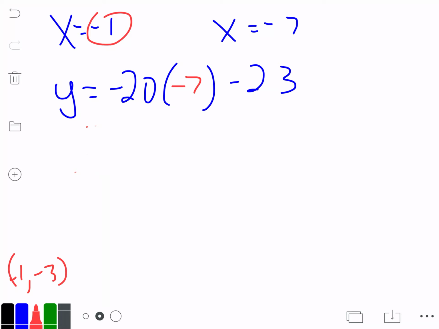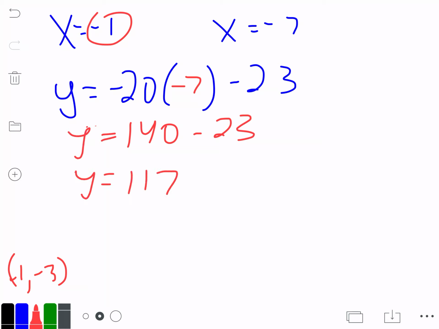So negative 20 times negative 7 is positive 140 minus 23. So y equals 117. So now x, negative 7, 117. That's another way you can solve it. If you're more comfortable doing it graphically or with Desmos, go for it. Whatever's easier for you. If you like the algebra way, that's fine. If you like setting up the equations, that's fine. It's just another tool in your toolbox.